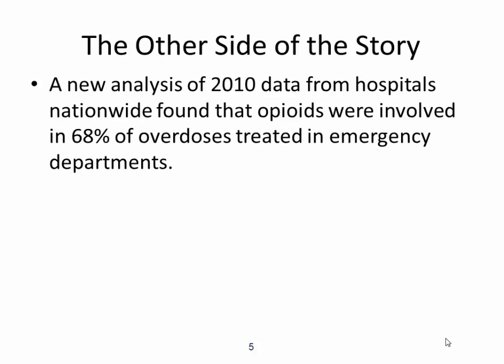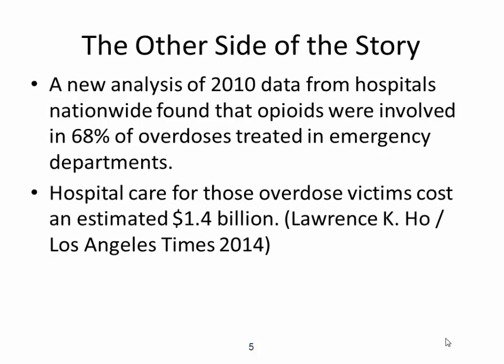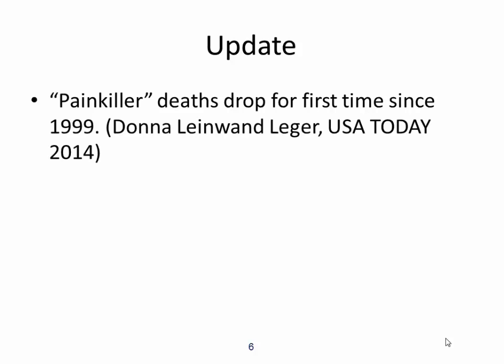A newer analysis has shown that opioids were involved in 68% of overdoses treated in the emergency department. So more than half of the overdoses were related to the opioids. And as you can imagine, this drives up the cost of healthcare. Now, a recent update has shown that in 2014, deaths related to opioid use and misuse dropped for the first time since 1999. But unfortunately, with this drop of opioids, there's been an increase in heroin use and deaths.